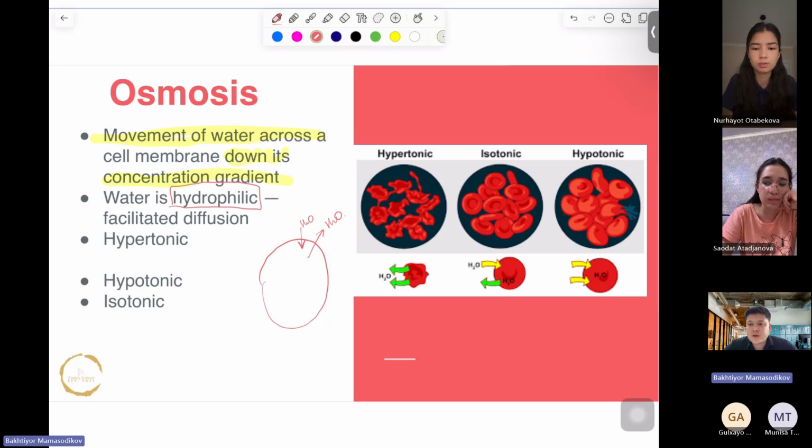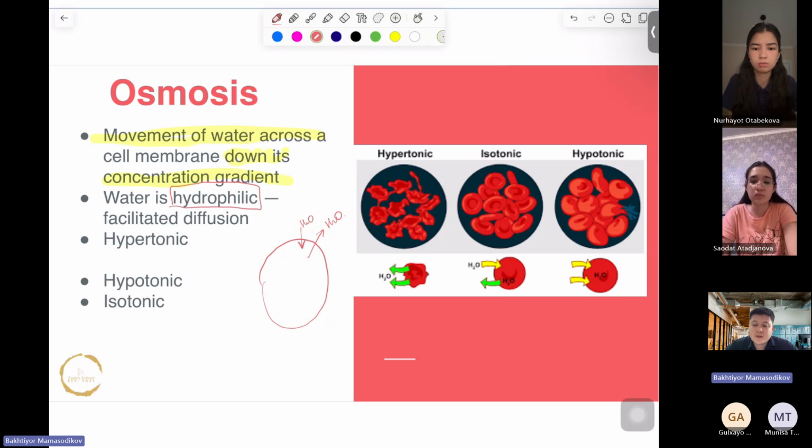Down the concentration gradient, and the substance is hydrophilic, that means most possibly it is facilitated diffusion. How many ATP molecules are they going to use? 18, right?